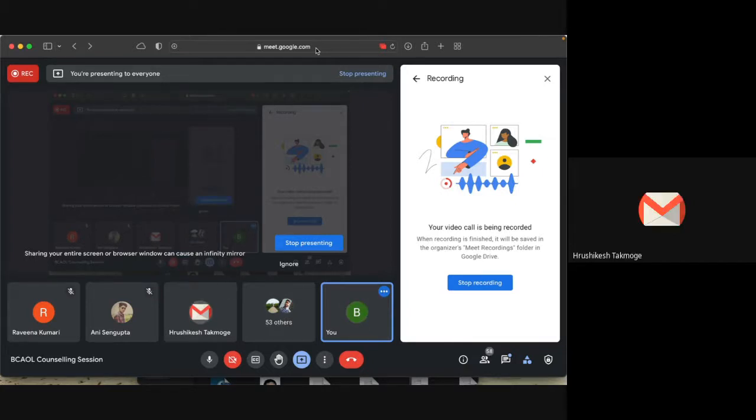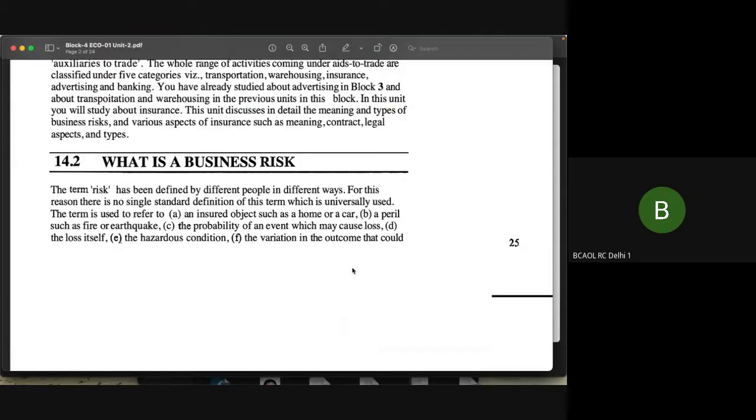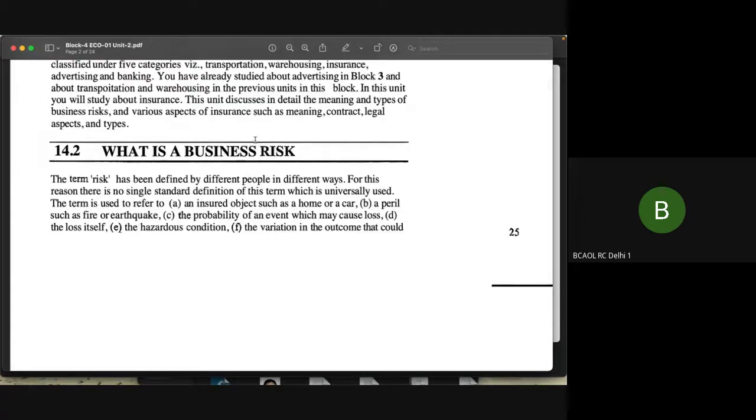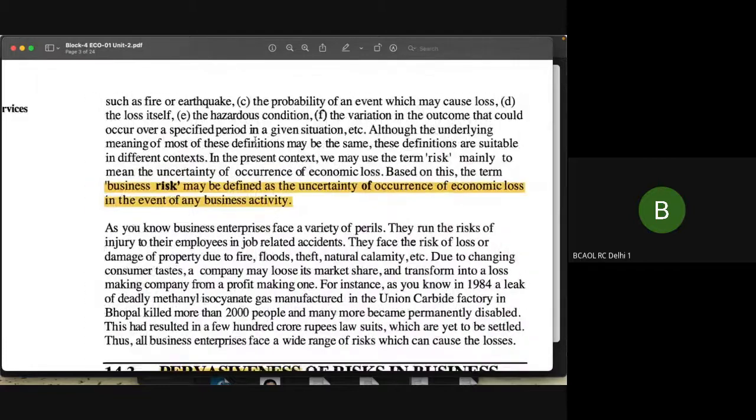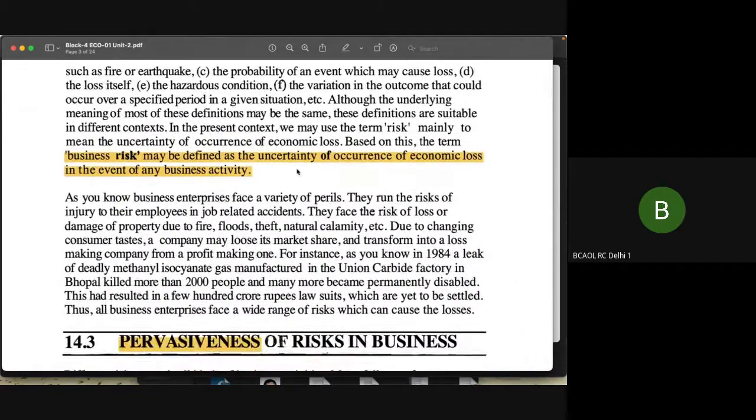Okay, coming to this, business risk. It is the fear of the unknown, the uncertainties that lie in the future that you can't predict at a particular moment of time. That is basically business risk. Business risk comes when, through this uncertainty, through this fear, you lose money. You don't know what will happen tomorrow.